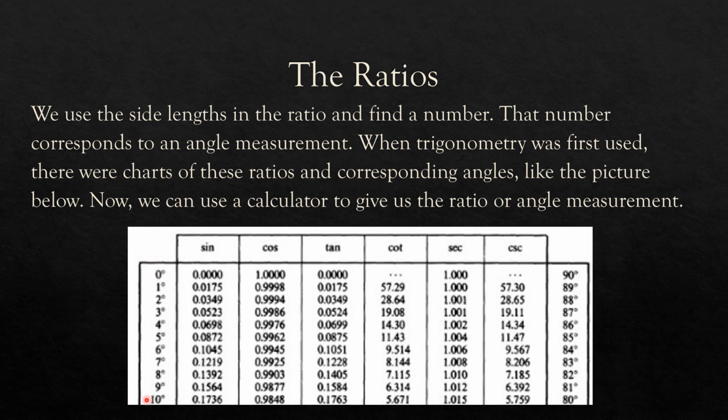Maybe you have an angle of 10 degrees, then you would know that the side length ratio should be 0.1736 for the opposite over the hypotenuse. So you can use the table both directions.